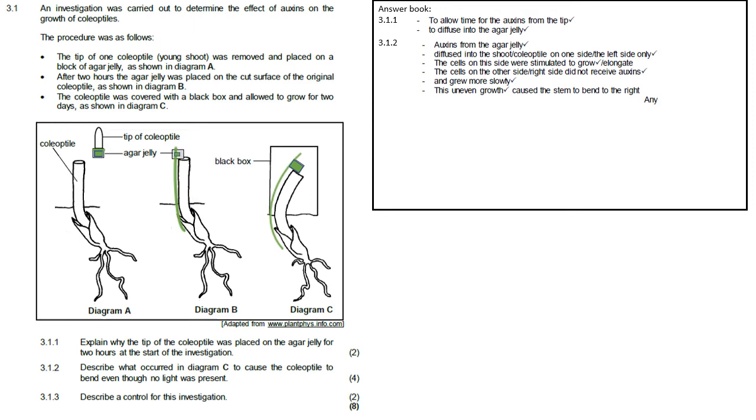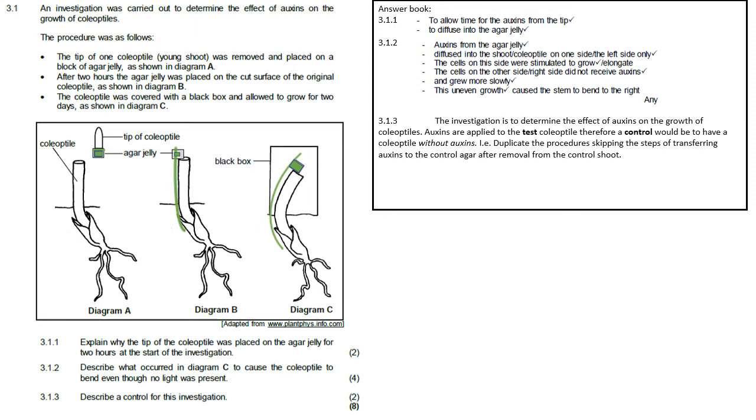Right, so auxins from the agar jelly diffuse into the shoot on the one side. You can specify that this is the left side. The cells on this side were stimulated to grow or elongate, and the cells on the other side did not receive auxins and grew more slowly. This uneven growth caused the stem to bend to the right.